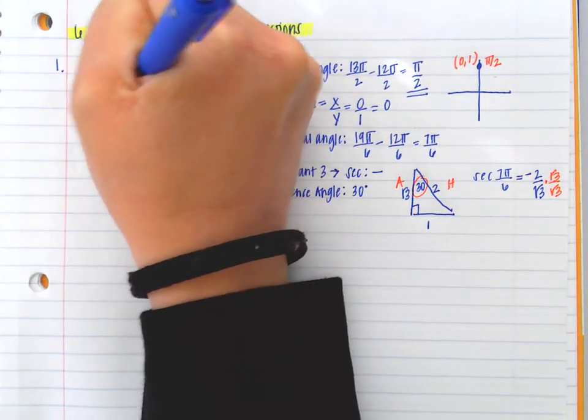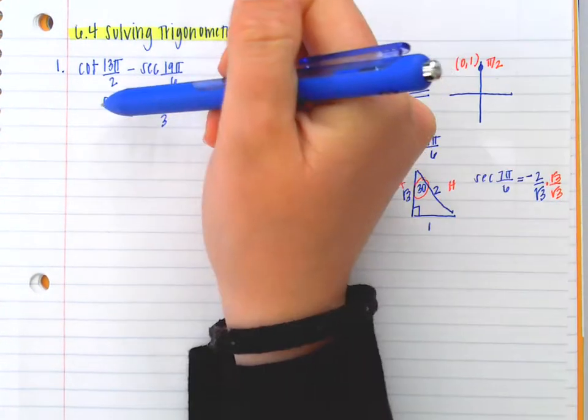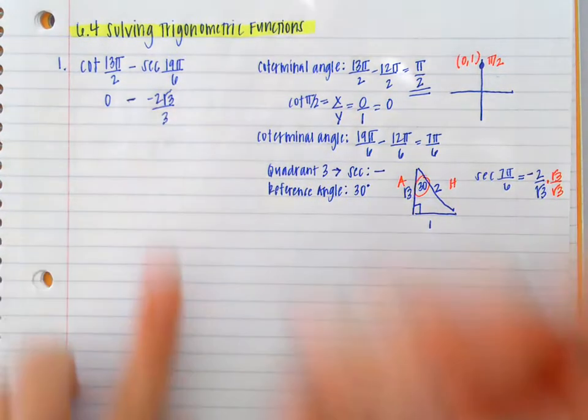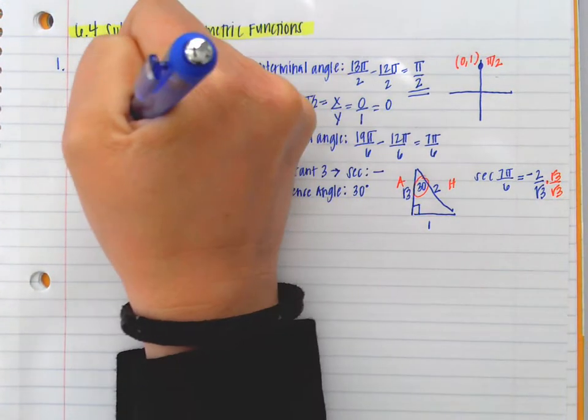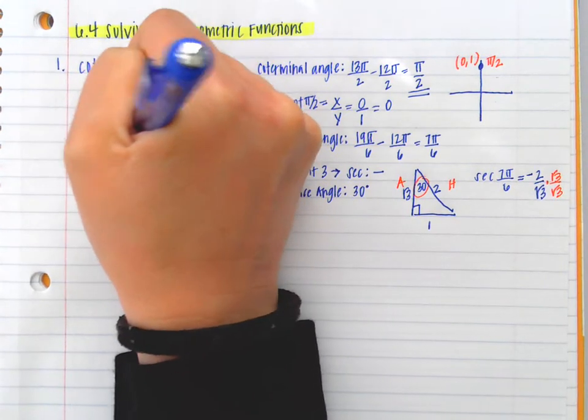And then I bring down my minus sign. That really doesn't matter, but minus and negative becomes positive. And so my final answer is actually just 2 rad 3 over 3.